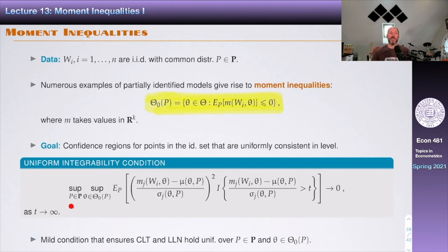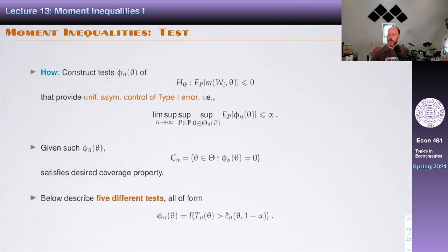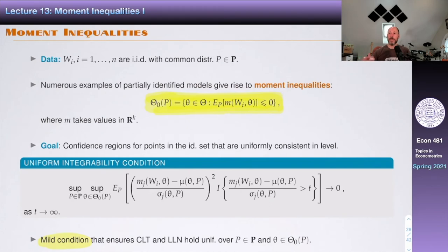Some other papers use 2 plus delta moments, depending on what version of the CLT and law of large numbers they use. But as I say here, this is a mild condition to ensure CLTs and laws of large numbers. And we saw that already, so it shouldn't be surprising that we're assuming this. However, just to clarify, this condition is not going to solve the uniformity problems. We're still going to have the uniformity problems coming from the intuition that I explained earlier.